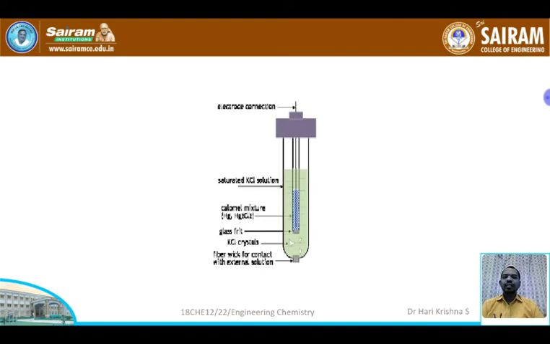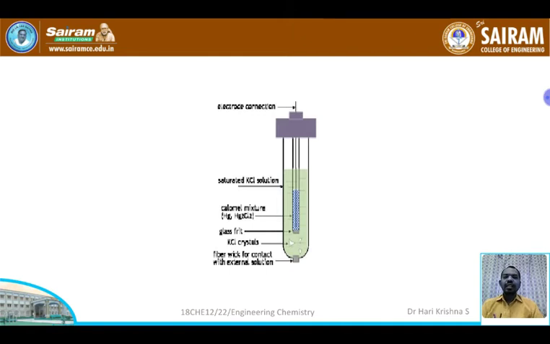Let us see the construction and working of the Calomel electrode. What do you mean by Calomel? The commercial name of mercurous chloride is Calomel. You take a glass tube with a side tube, and place mercury at the bottom of the glass tube. Above this mercury, you place a paste of mercury with mercurous chloride.